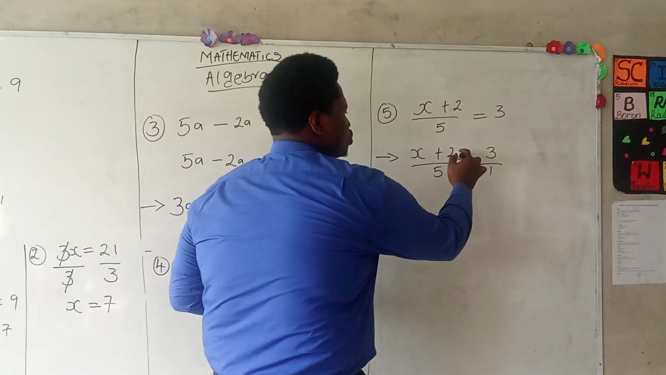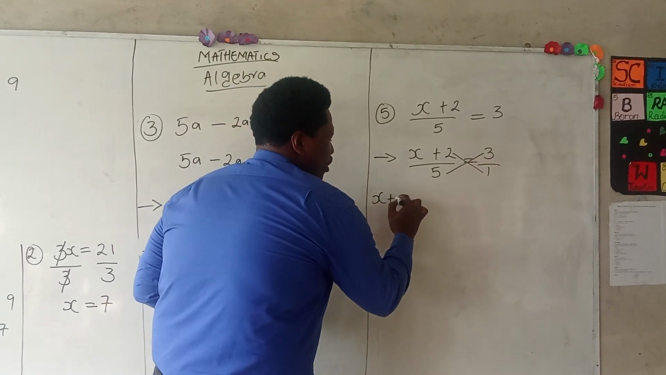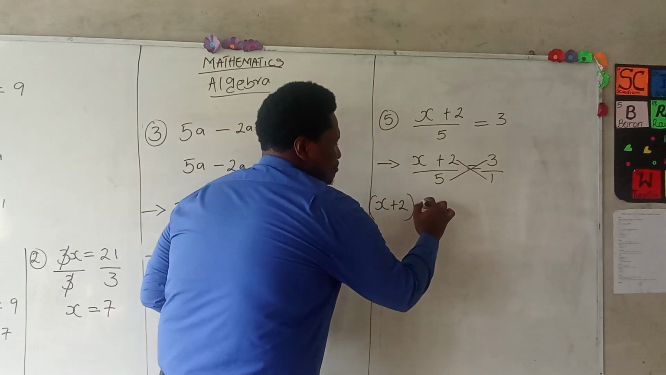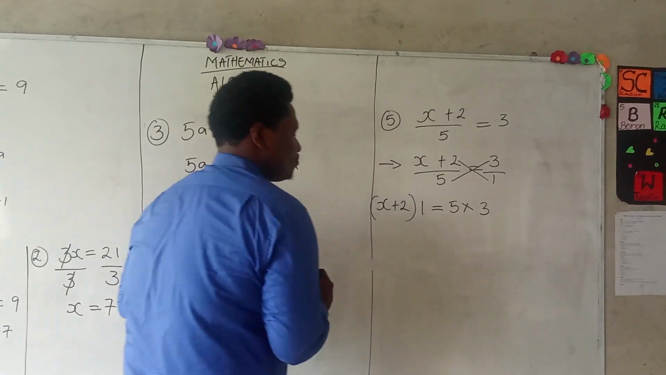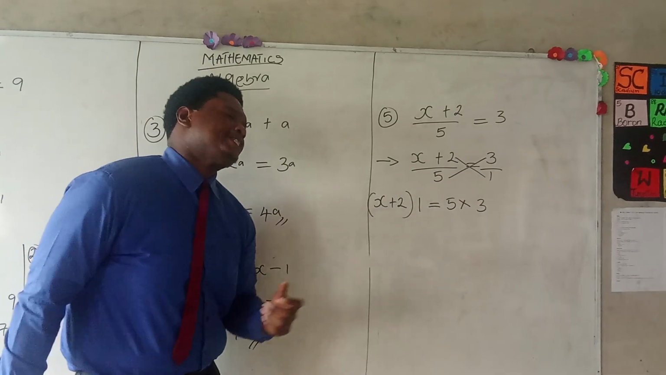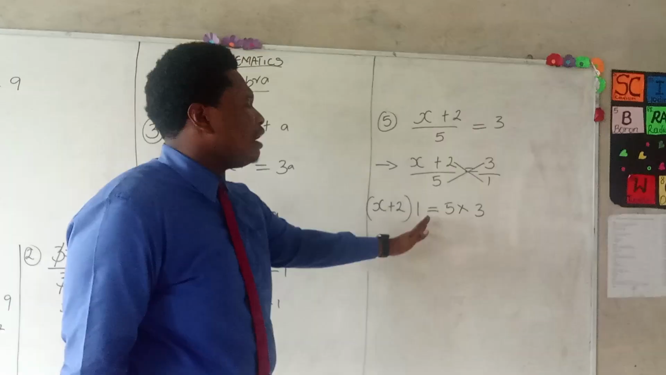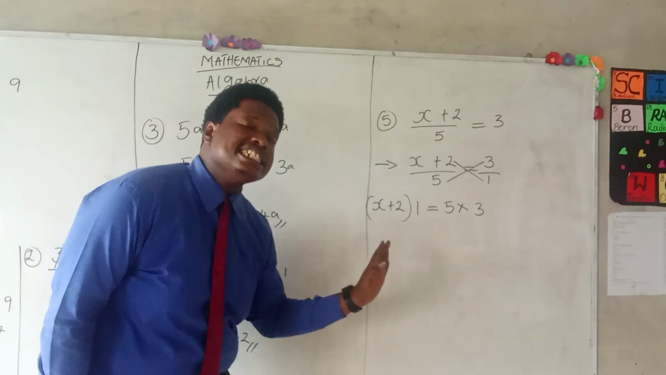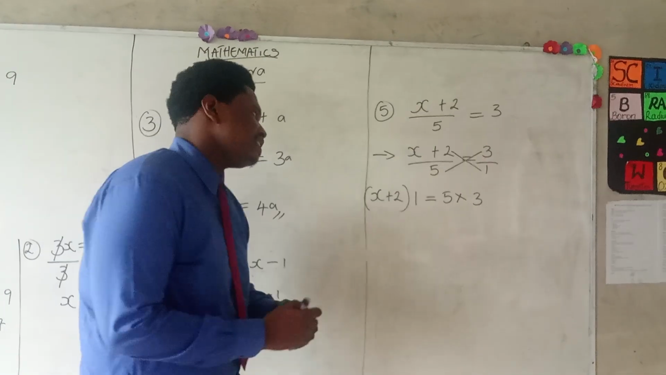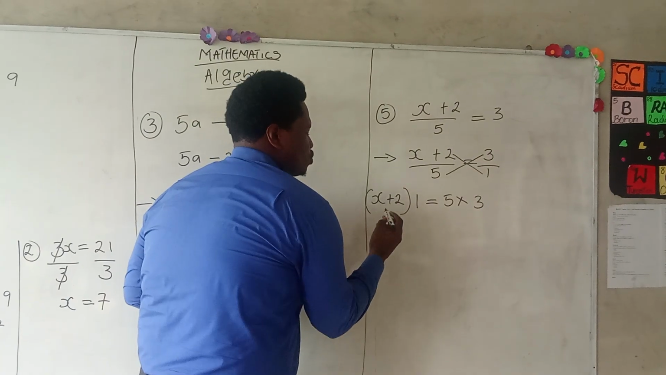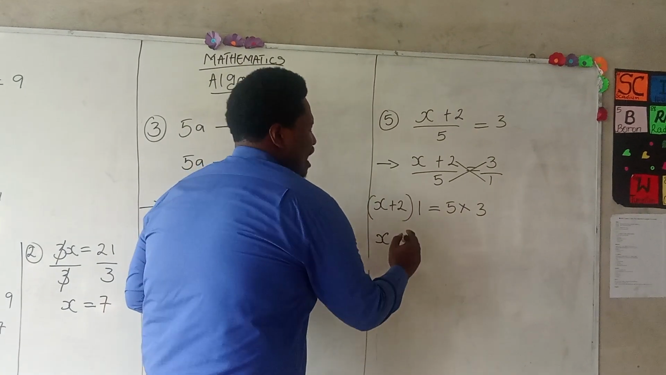So we can go ahead to cross multiply. We'll have x plus 2 all bracket times 1 is equal to 5 times 3. Now at this point, we need to expand our bracket. And how do we expand our bracket? We use what is outside to multiply what is inside the bracket. Now let's do that. 1 times x will have x. Don't forget the plus sign. 1 times 2 will have 2.